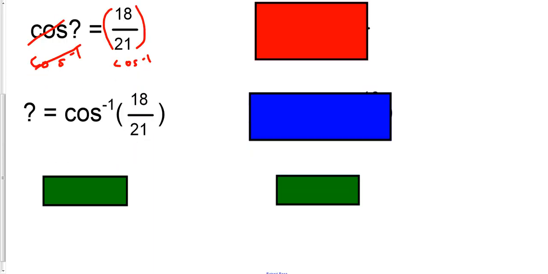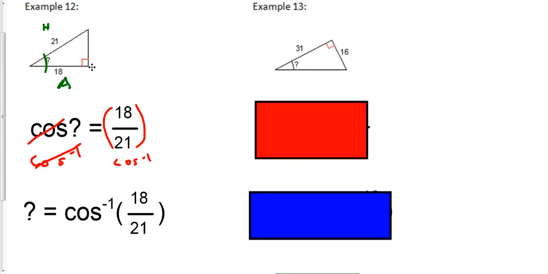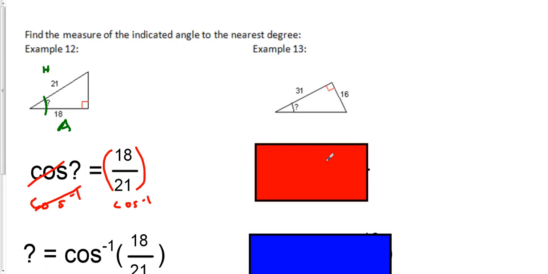If you type that into your calculator, it should come out that this unknown angle is about 31 degrees. So without having to use a protractor, if we know this is a right triangle and we know these sides are 18 and 21, this has to be a 31-degree angle. We proved it with trigonometry. We don't even have to measure.